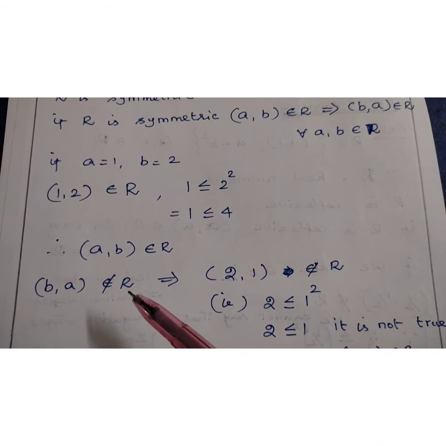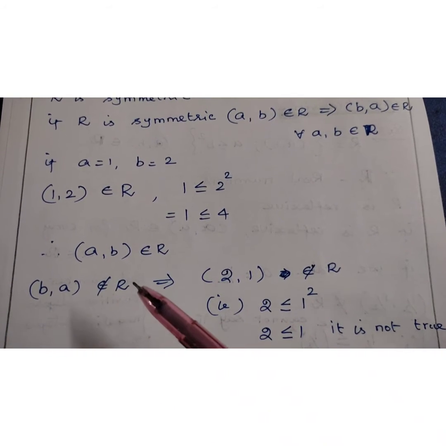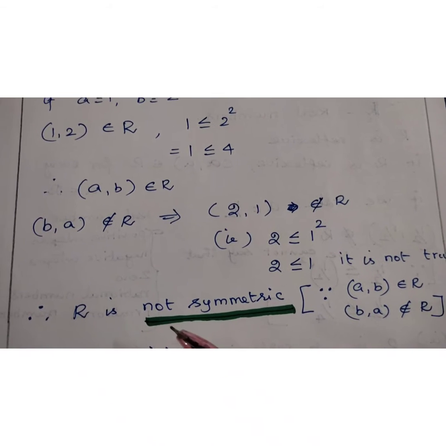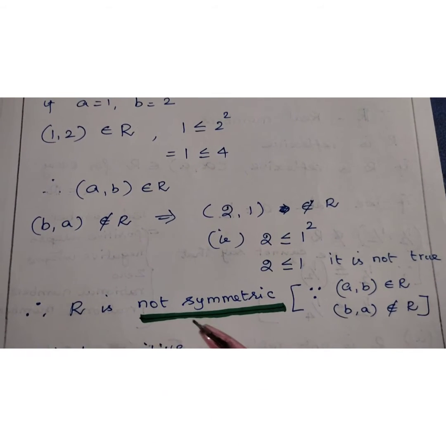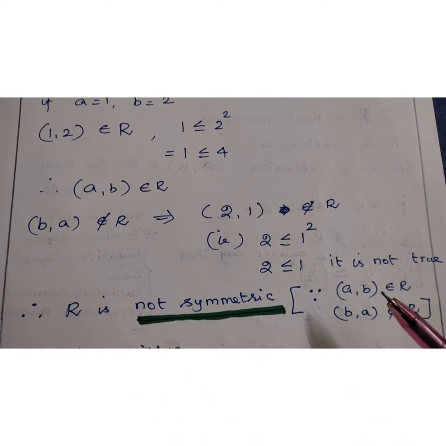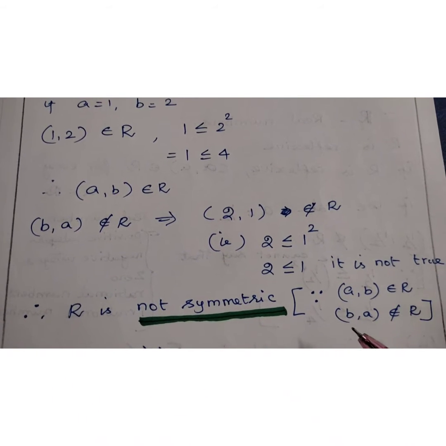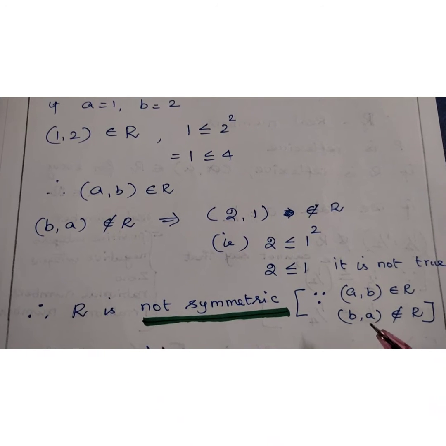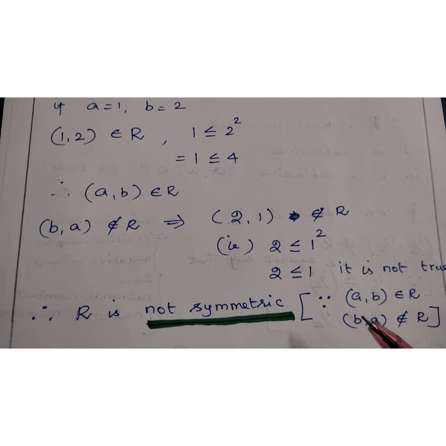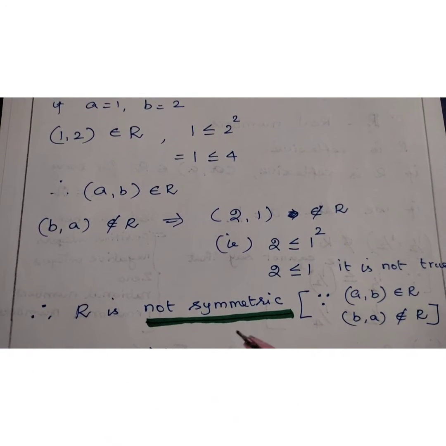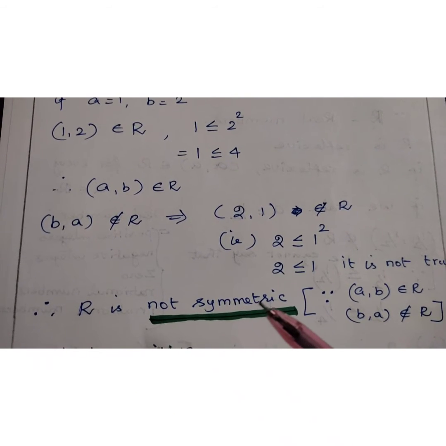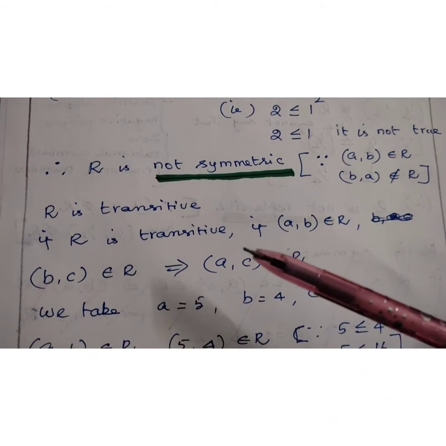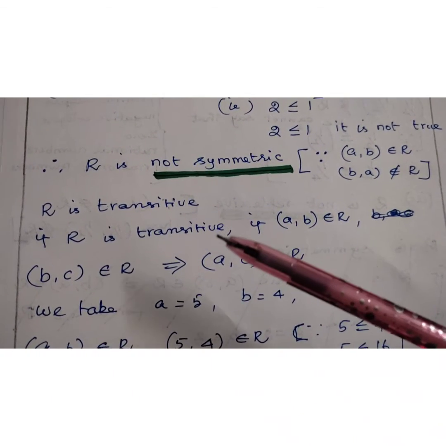(B, A) does not belong to R means what? R is not symmetric. Here the solution: R is not symmetric since (A, B) belongs to R, but (B, A) does not belong to R. So from this condition we write that R is not symmetric. Now we have to prove that R is not transitive also.